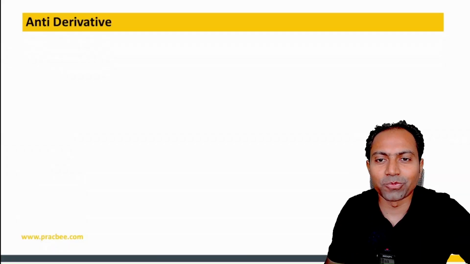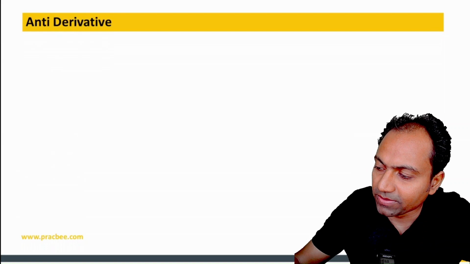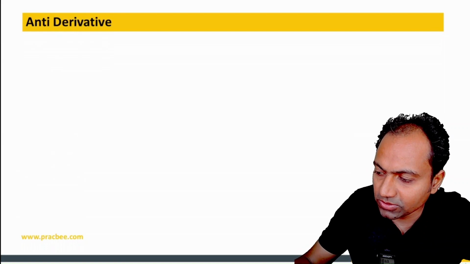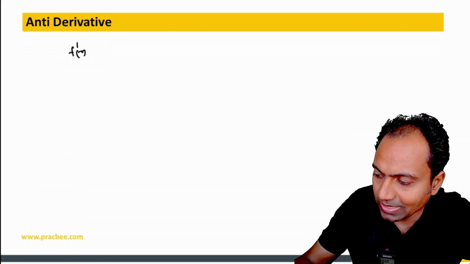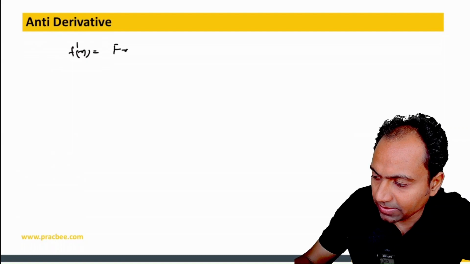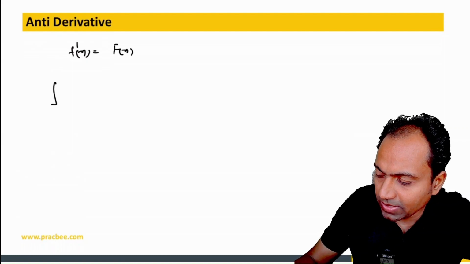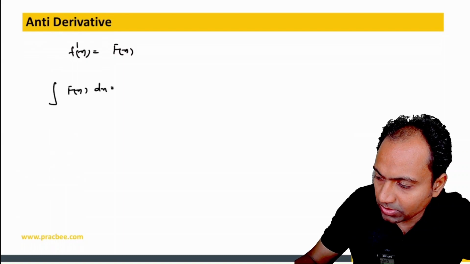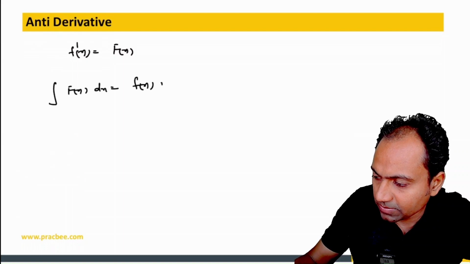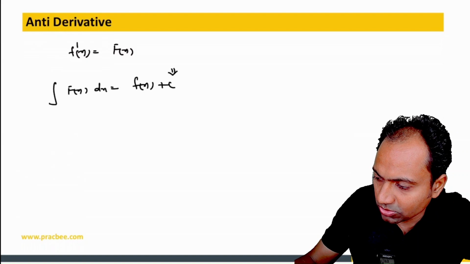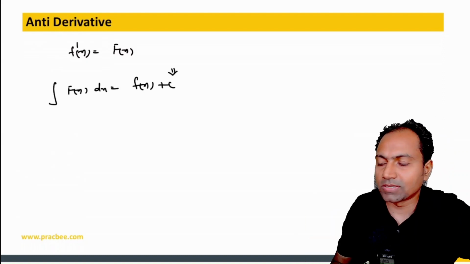The first and the foremost idea is the idea of antiderivative. What we are saying is, if there is a function whose derivative is nothing but capital F(x), what we are defining is the integration of f(x) with respect to dx will be equal to nothing but F(x) plus c. This c is known as the constant of integration. What is the fundamental idea here?